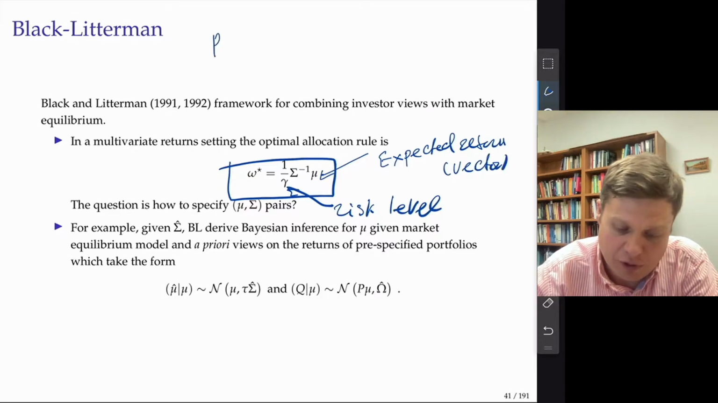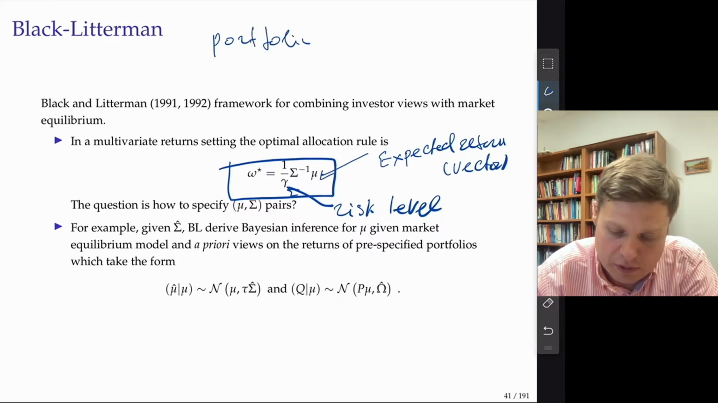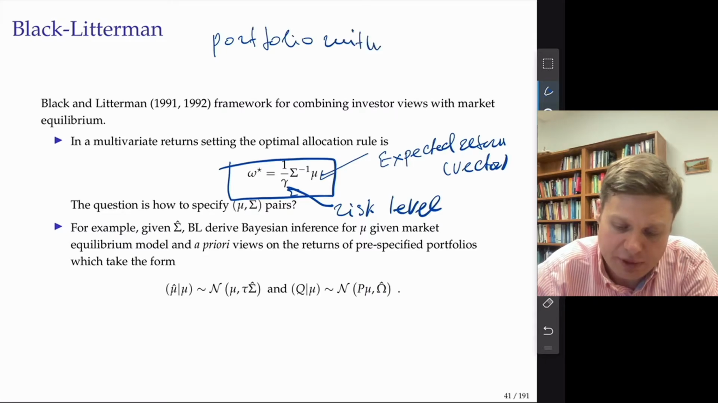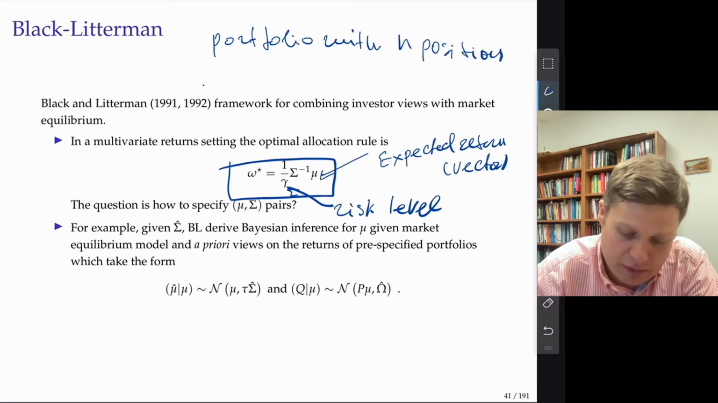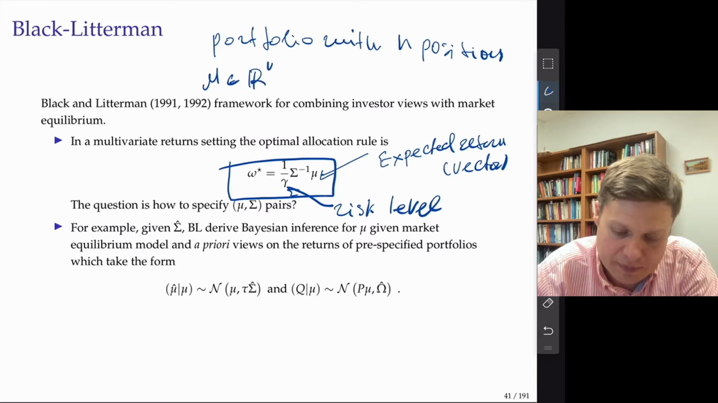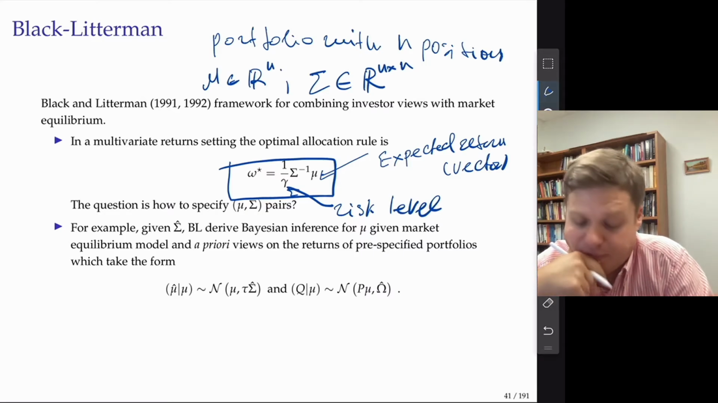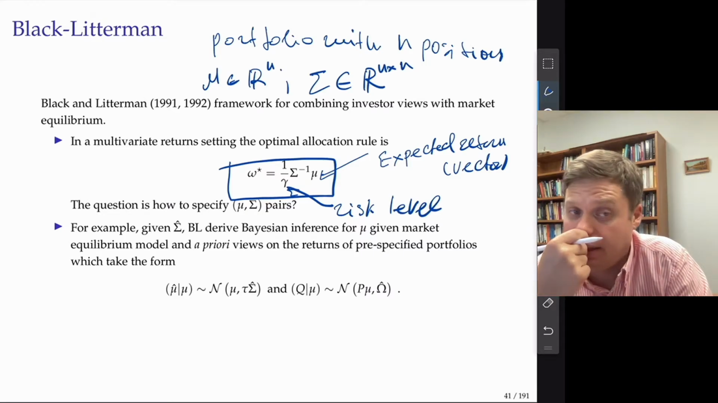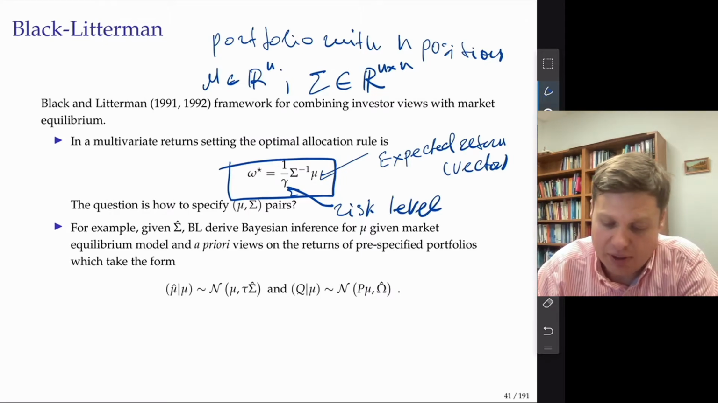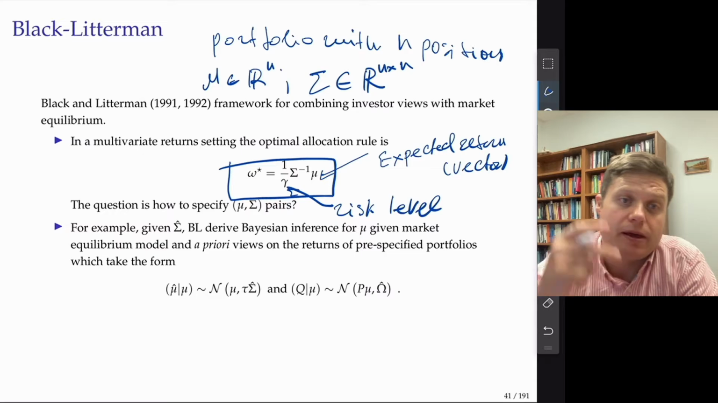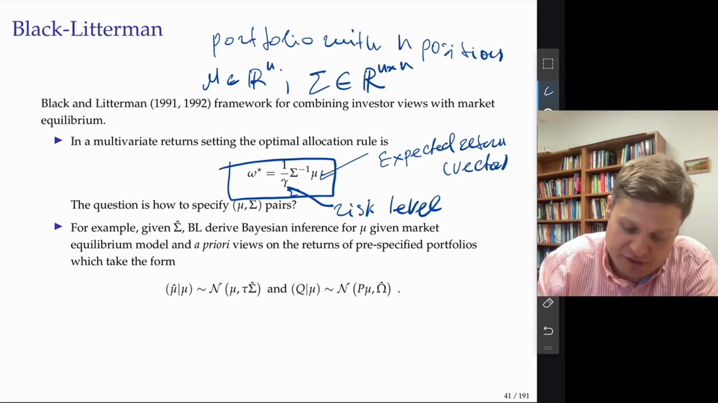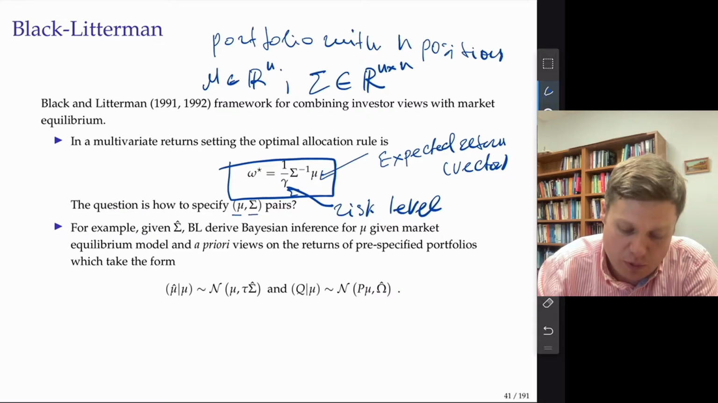So if we have a portfolio with n positions, then mu is a vector of size n, and sigma is the covariance matrix of the returns. It's a square symmetric matrix, positive definite, of size n by n. And sigma inverse is the precision matrix, and the optimal allocation inside the portfolio is, again, 1 over gamma times sigma inverse times mu. And the question is how to specify this pair mu and sigma.